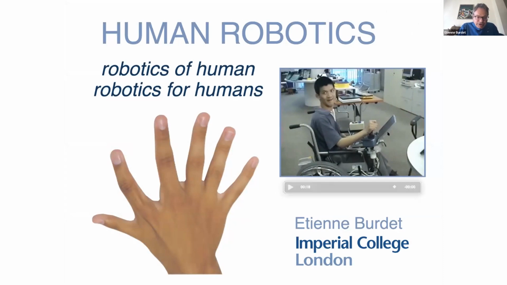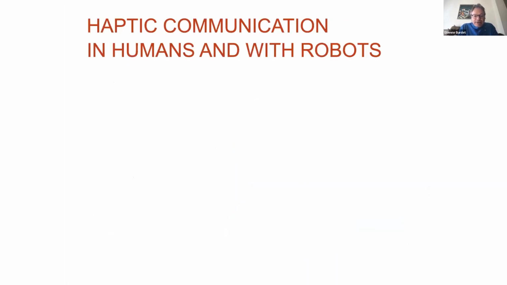On the left, you see this hand that is a bit special, with six fingers. These are people whom we have observed. We have seen that they can control their fingers for better manipulation than most of us with five fingers. Okay, let me take the next slide.